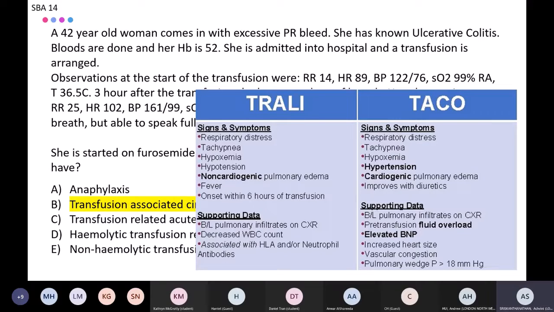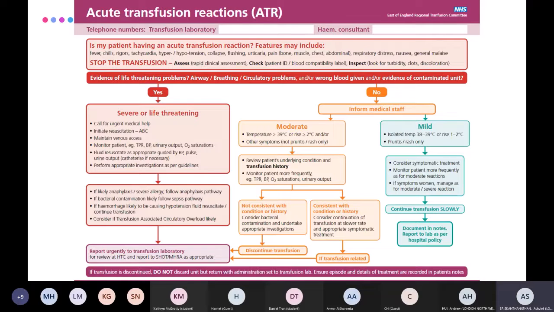And this is your general guideline of what to do if they've got any sort of reactions, which I put in there just as a reference for your revision.